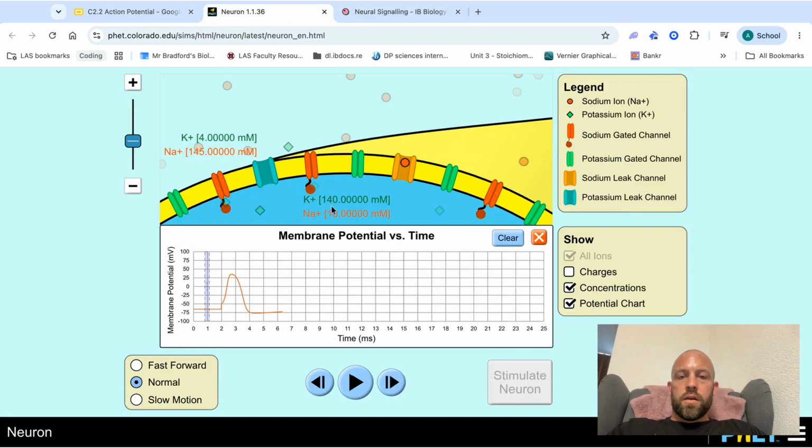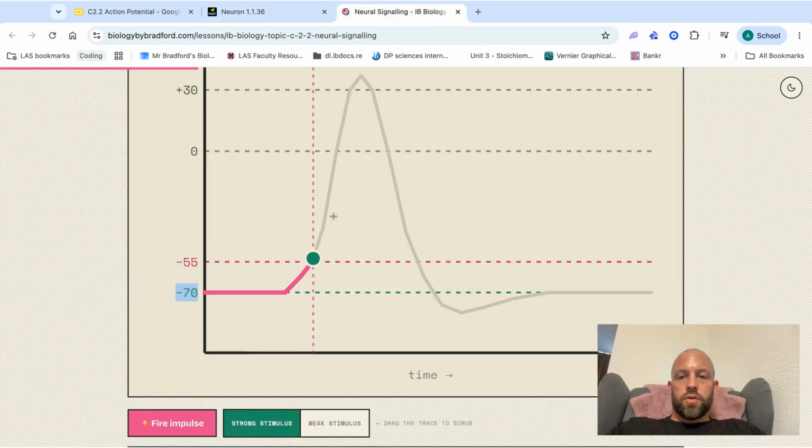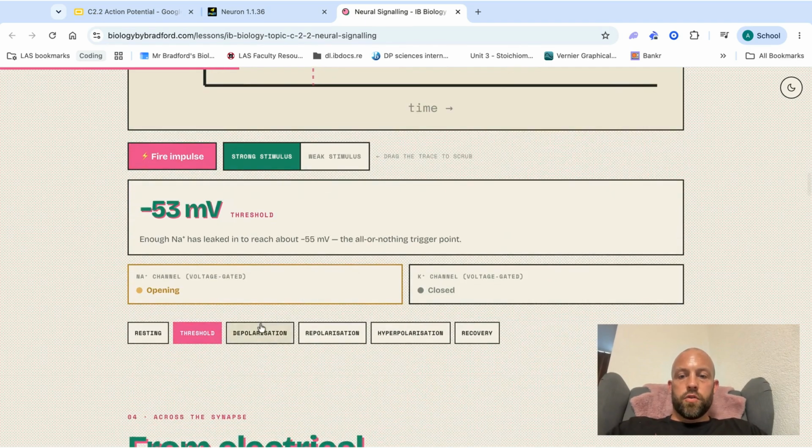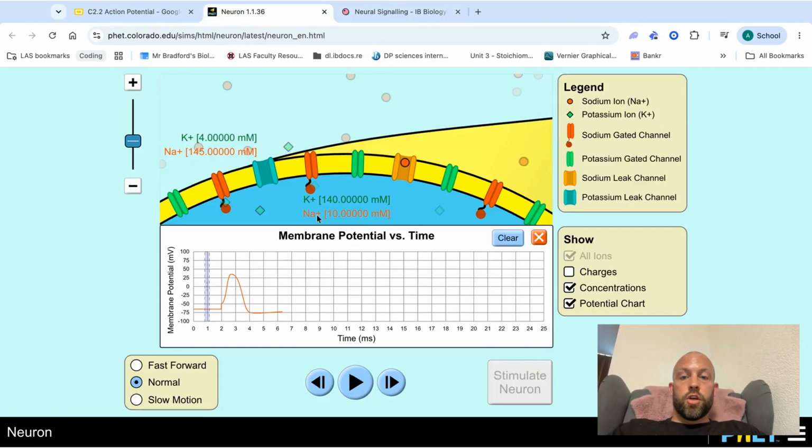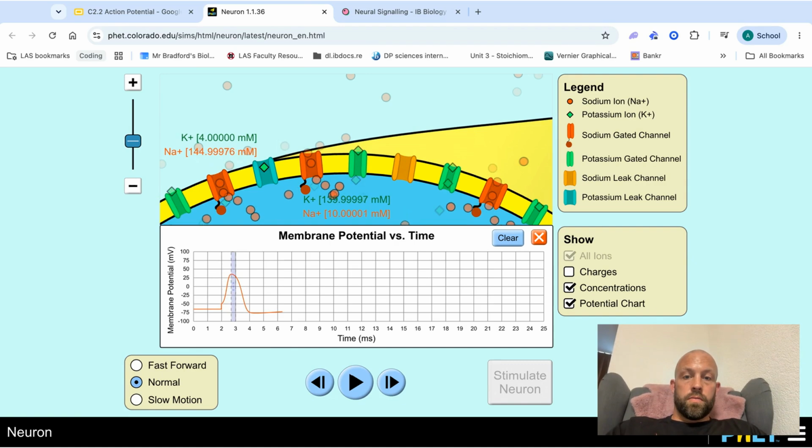And then if we go back to this graph, what's nice here is I can click through. So depolarization, that's this region here. That's where our sodium, which is outside, you can see, is moving in.